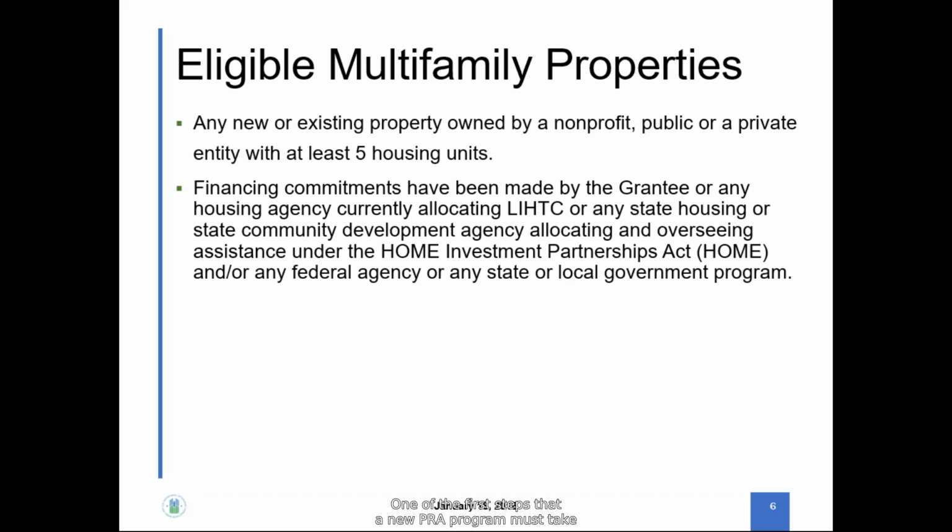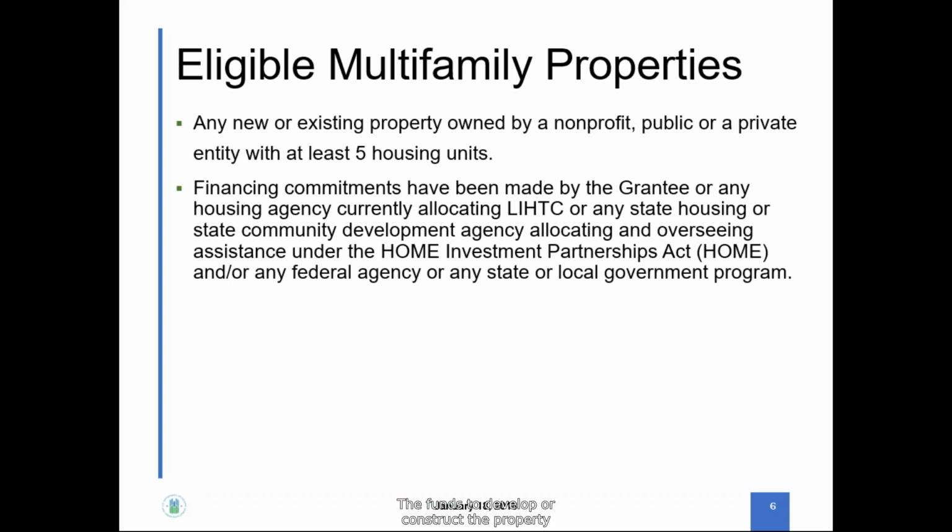One of the first steps a new PRA program must take is to find eligible multifamily properties to place this project-based subsidy. As a project-based program, the 811 PRA funds will be tied to a property as opposed to tenant-based housing programs such as mobile tenant-based housing choice vouchers that are tied to the person. The multifamily property can be a new or existing property owned by a nonprofit, public, or private agency. The property must have at least 5 housing units.